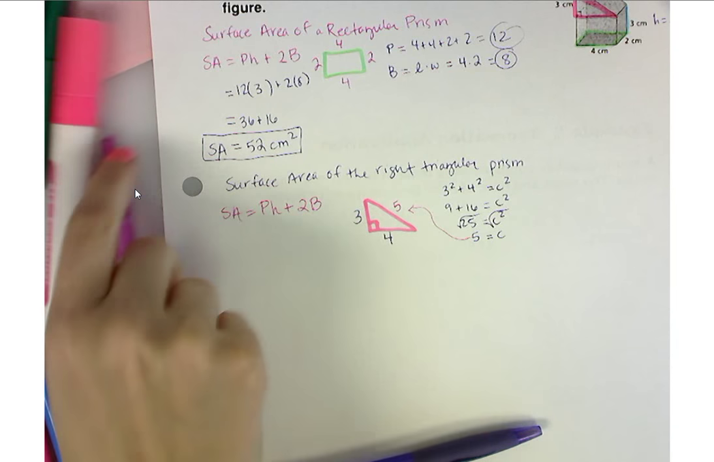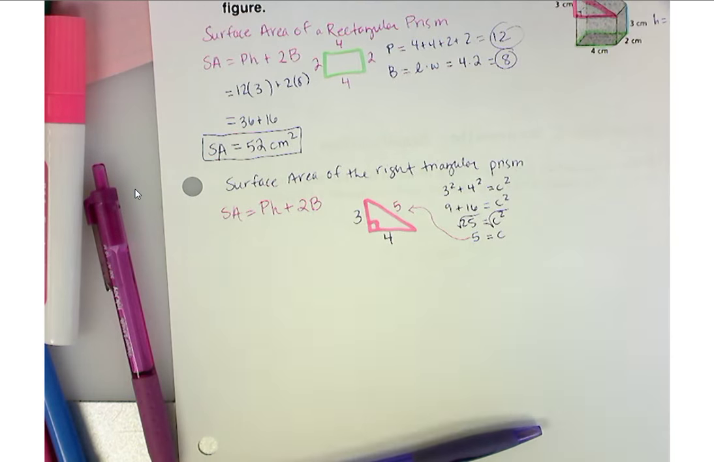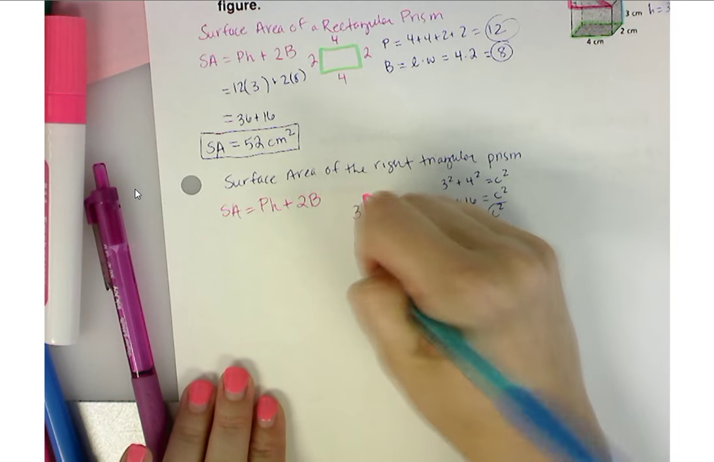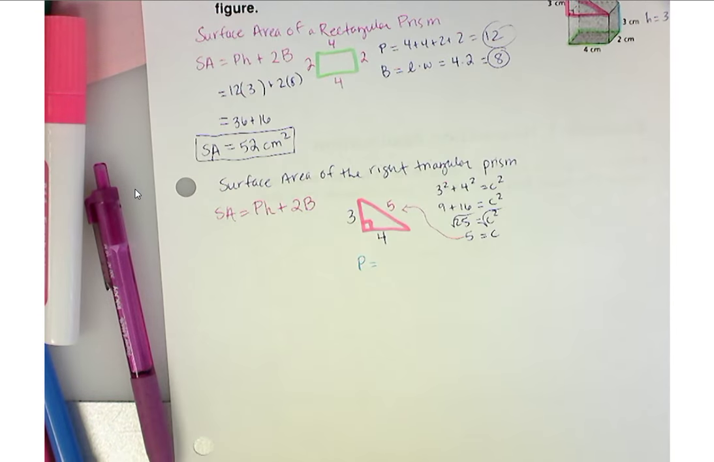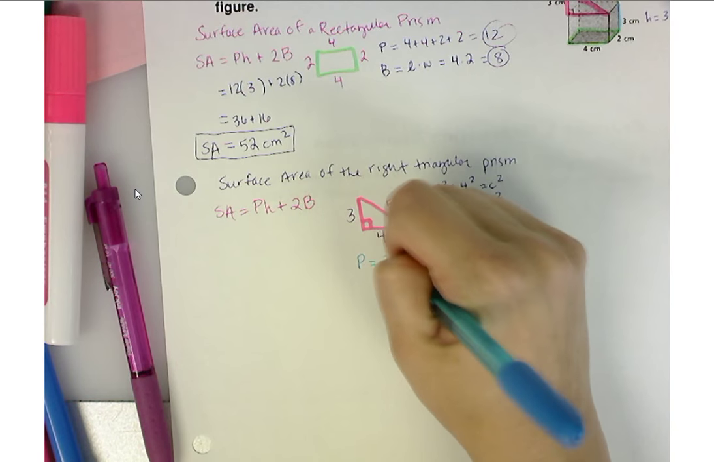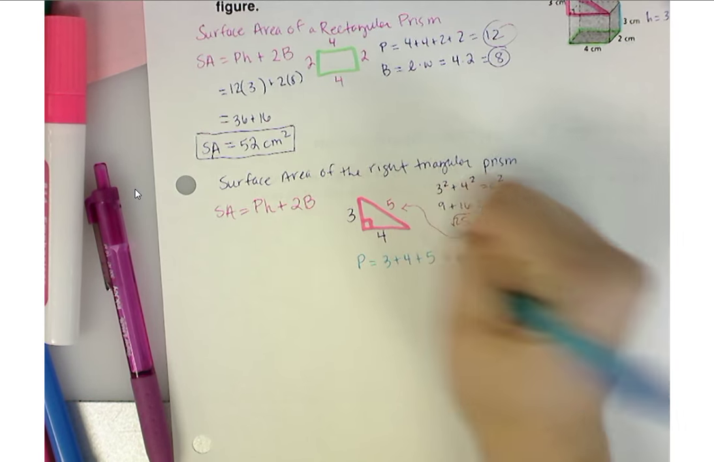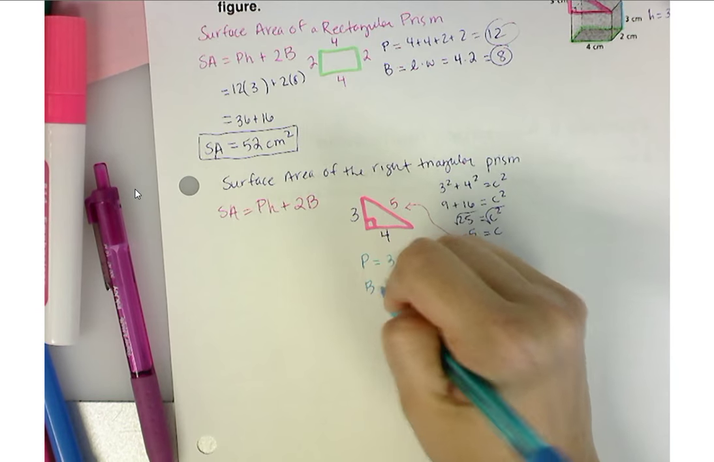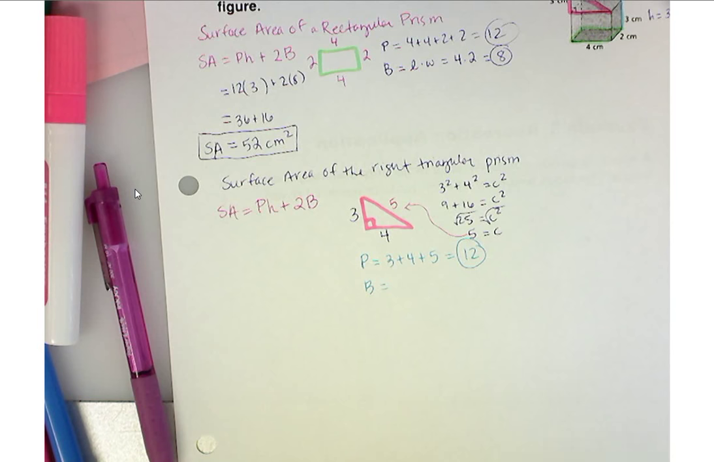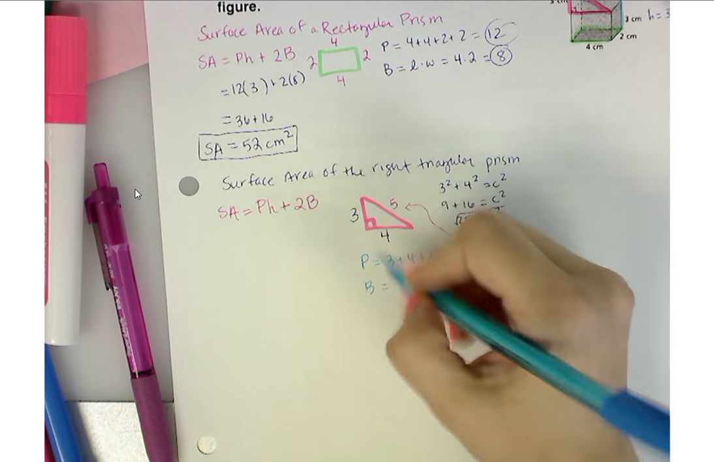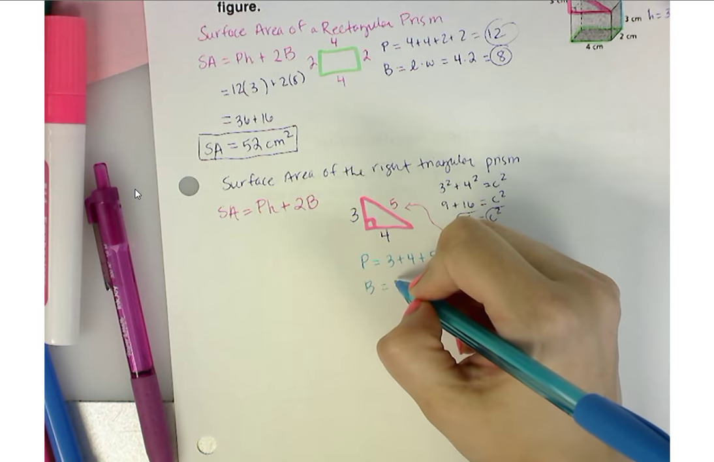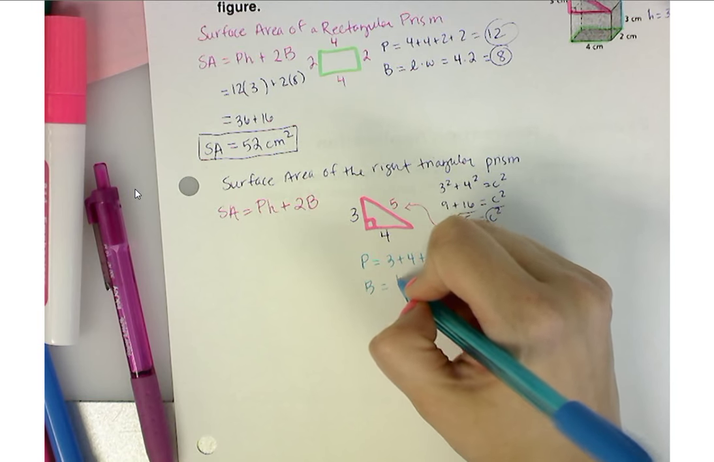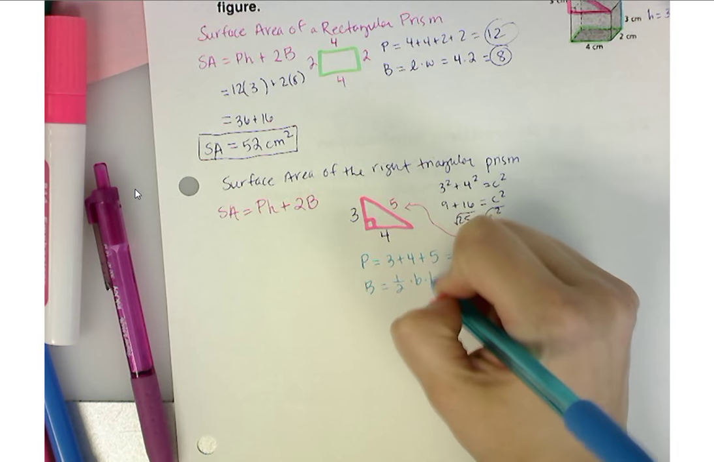Now I can find the perimeter. Avery, what's the perimeter going to be? So 3 plus 4 plus 5 will give you 12. And then to find the area of the base, Gina, what's the formula I have to use? You're going to do 3 times 4 divided by 2. What's the formula for the area of the triangle? 1/2 base times height. Yeah, 1/2 times base times height.